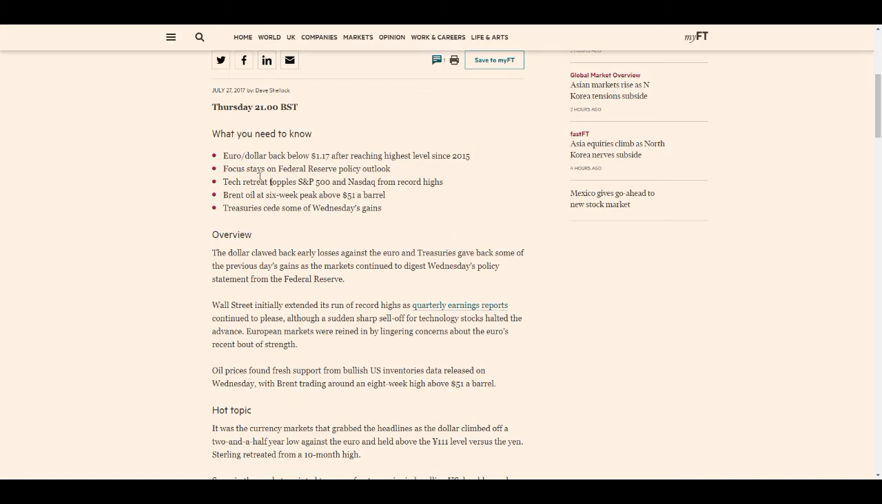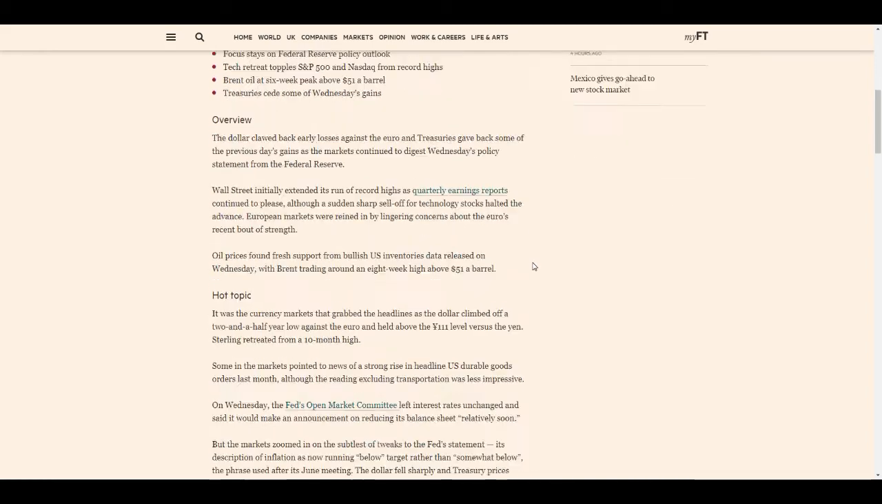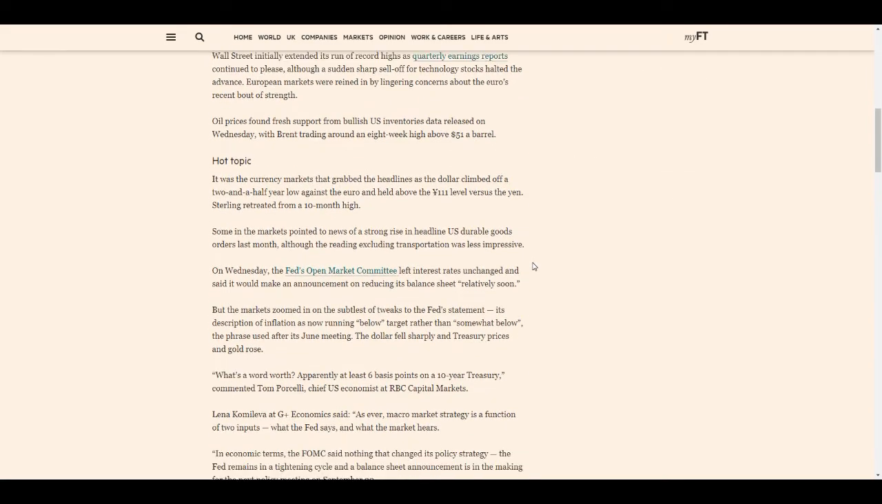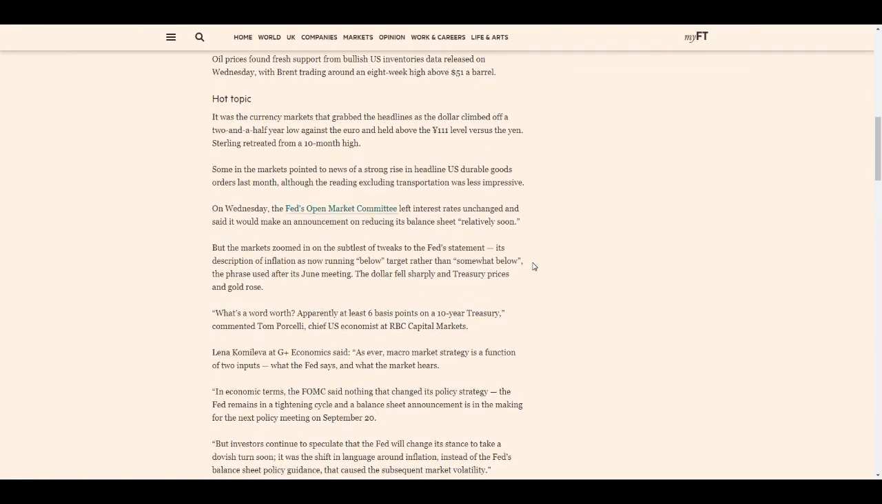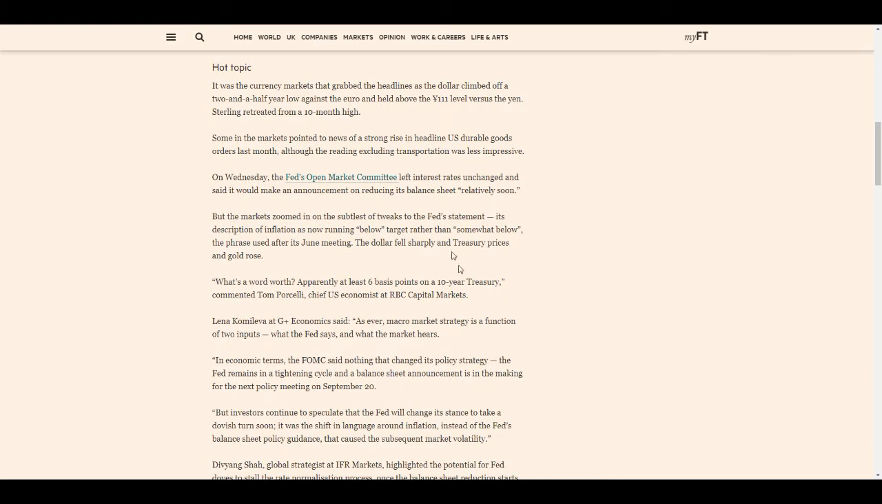Here we already see what the market is focusing on. It stays focused on the Federal Reserve's policy outlook from Wednesday. In this article we get a bit more insight on what happened on Wednesday, and then on the Thursday. It says the main reason the market rallied on the Euro-USD was on the back of a dovish Federal Reserve, who changed their wording on the inflation outlook from somewhat below target to below, and the market took it as dovish remarks, and therefore the USD sold off.